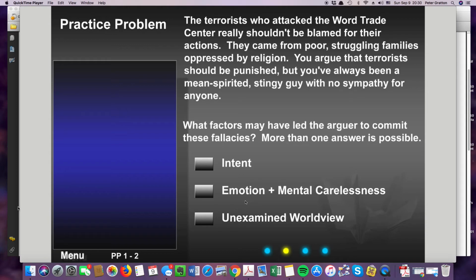Now, what factors may have led the arguer to commit these fallacies? More than one answer is possible. Well, I think intent. Well, no, I think this person wouldn't get much of anything, except perhaps they wouldn't pay as much in taxes. Maybe emotion plus mental carelessness? Probably. The arguer appears to detest the thought of public school teachers being paid higher salaries. Right? So it's just emotion, and they just go to extremes.